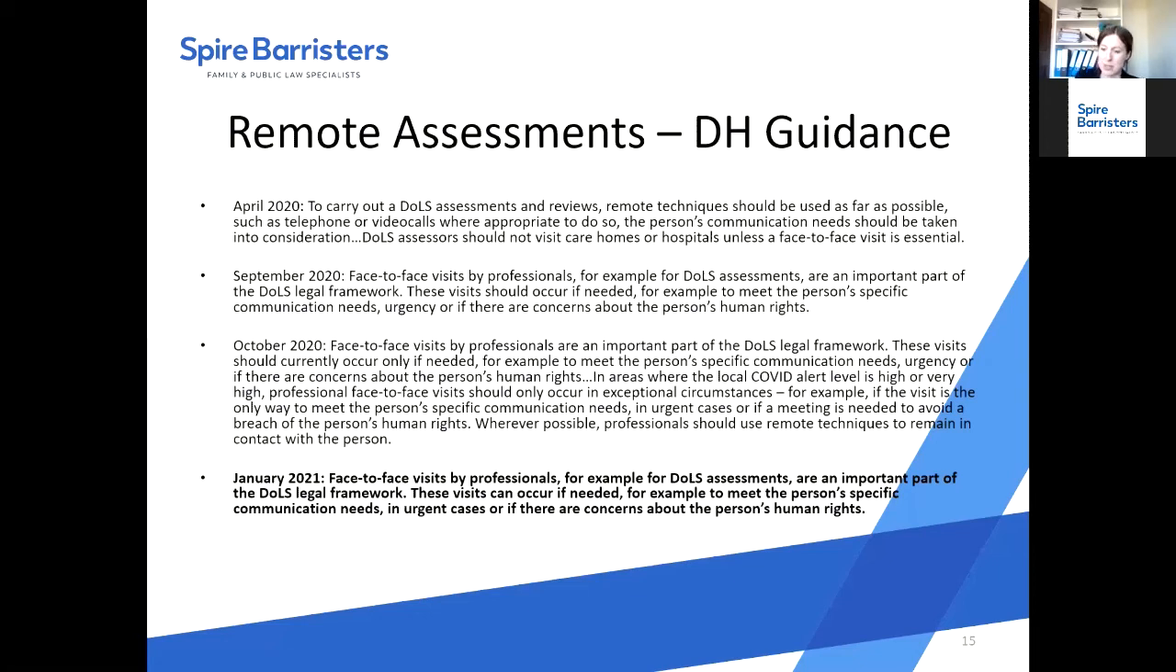For example, to meet the person's specific communication needs in urgent cases, or if there are concerns around human rights. And this is the sort of case where, if there is a lack of engagement, for example over a screen or a telephone, you might need to look at an in-person assessment. There are also other things to consider around remote assessments. And again, the capacity evidence has to be the best quality that we can possibly make it.